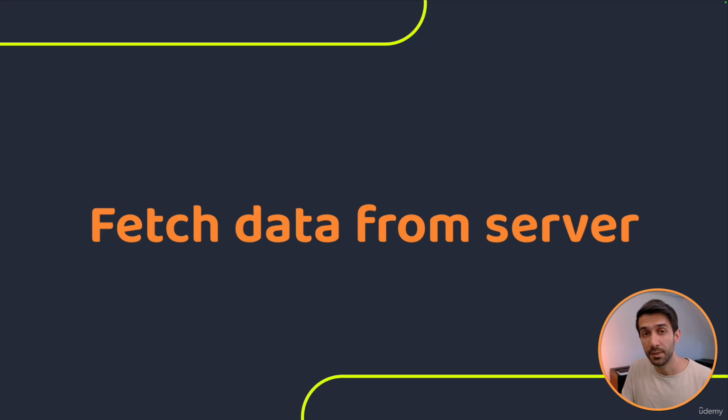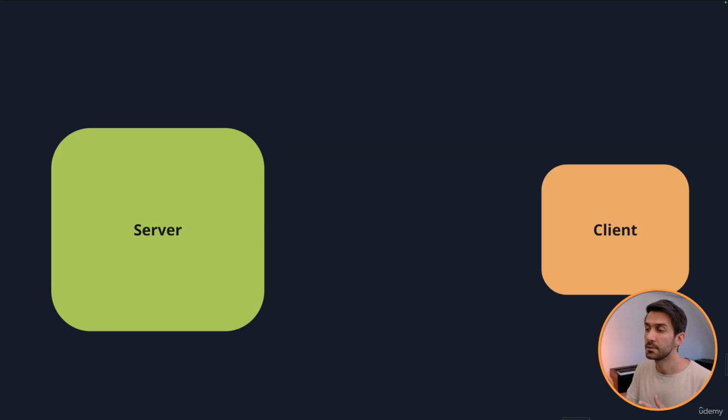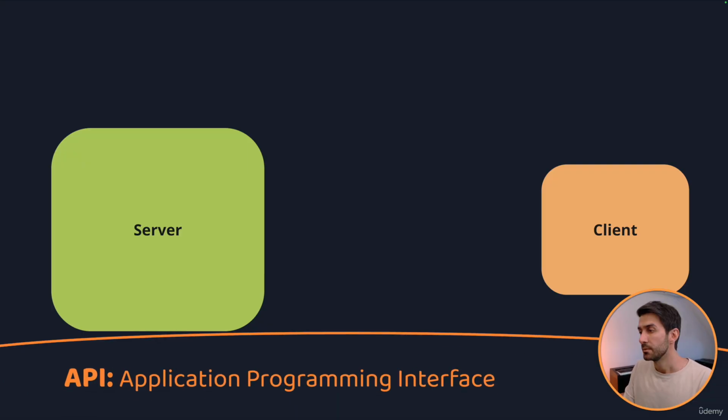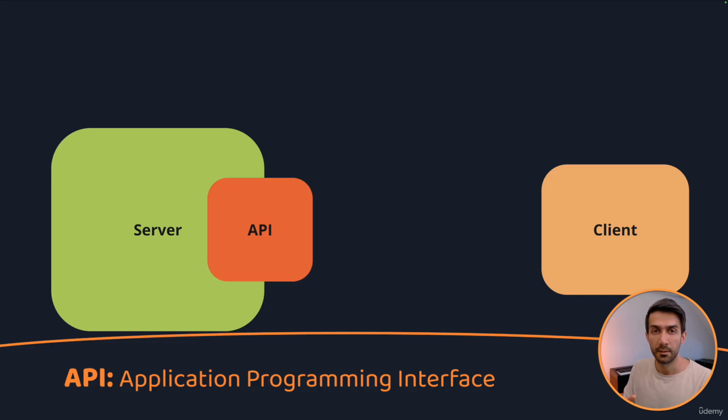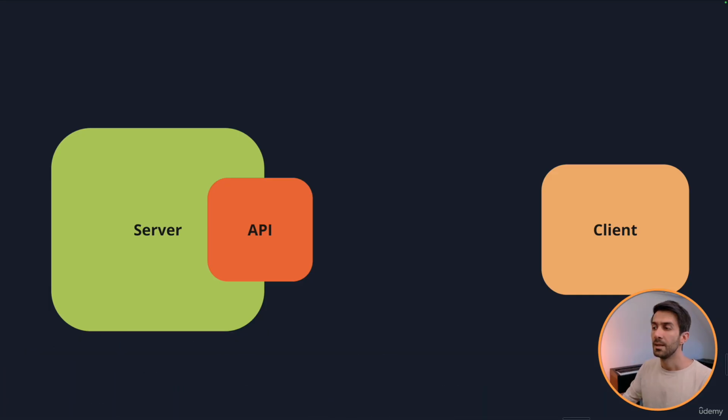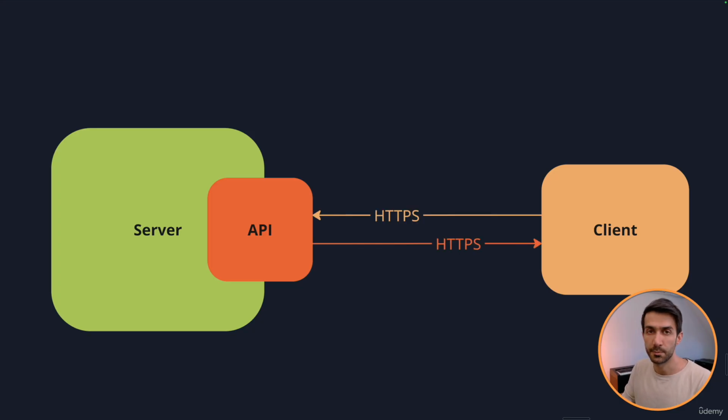Android apps communicate with the internet using client-server architecture. So client being the app, and server being a server in a data center. Servers have an interface called API, which is short for Application Programming Interface. This API is what our client, our app, talks to. And this communication typically happens via HTTPS protocol.